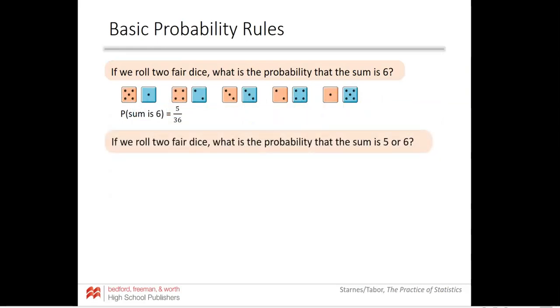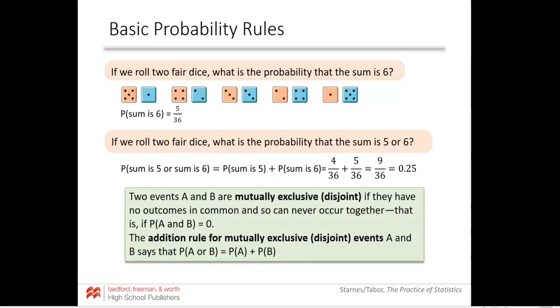If we roll 2 fair dice, what is the probability of a sum of 5 or 6? We already figured out the probability of getting a 5, which was 4 out of 36. So you're just going to add those two up. When it's this or that happening, in this case, you're just adding. There's no overlap we have to worry about here. So it would be 9 out of 36 or 0.25.